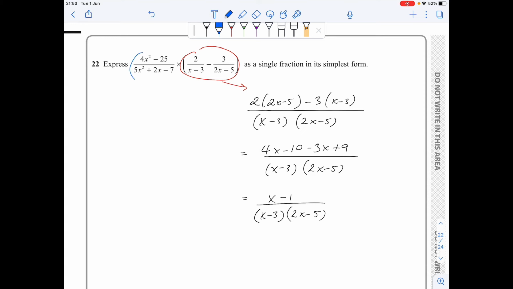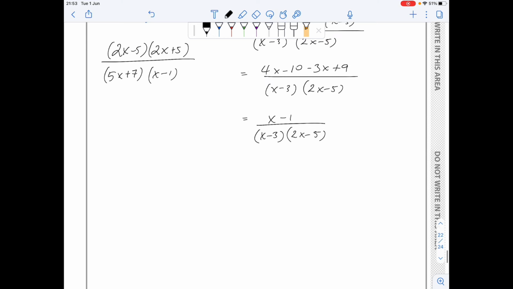Now, the first fraction can be simplified by factorizing. It's (2x - 5)(2x + 5), it's the difference of two squares, over (5x + 7)(x - 1).